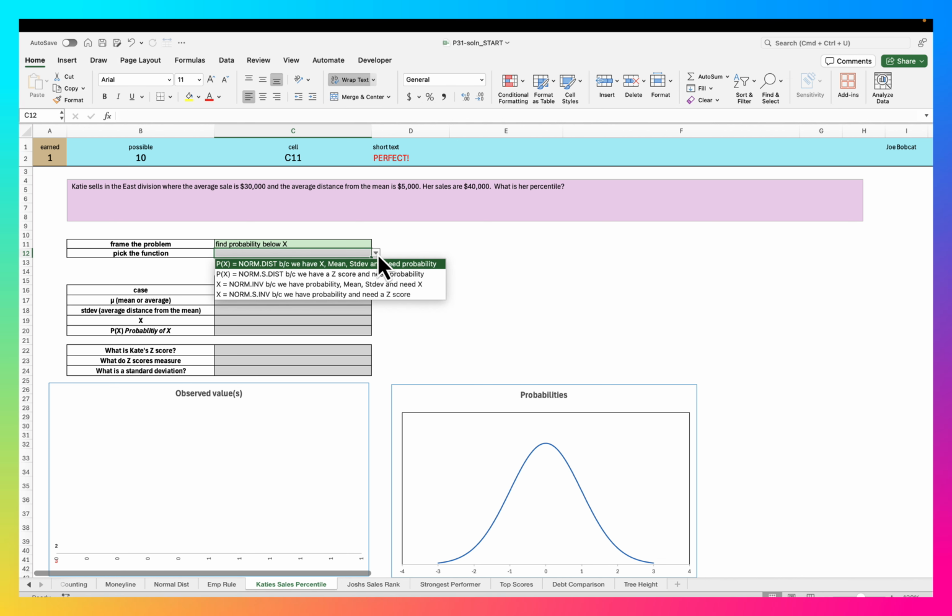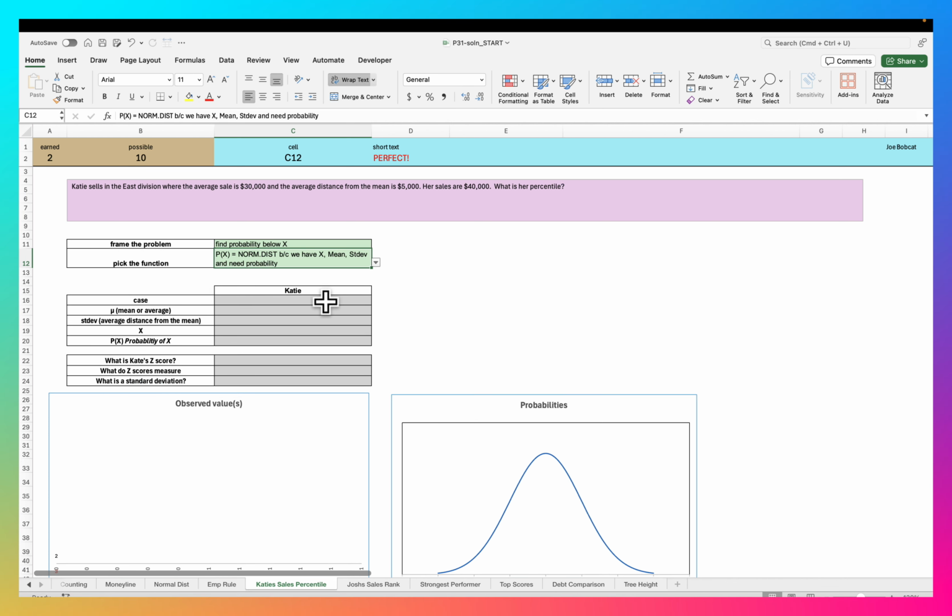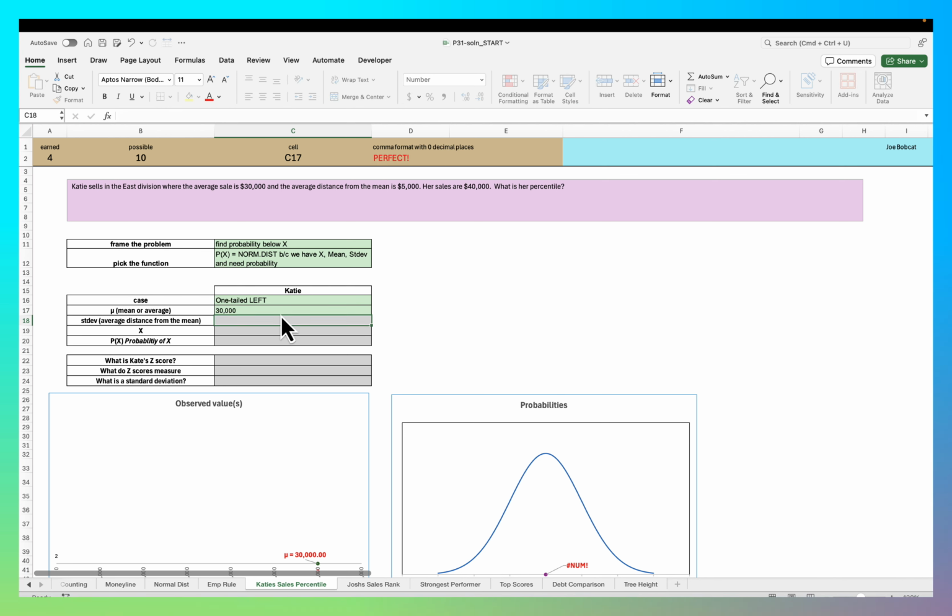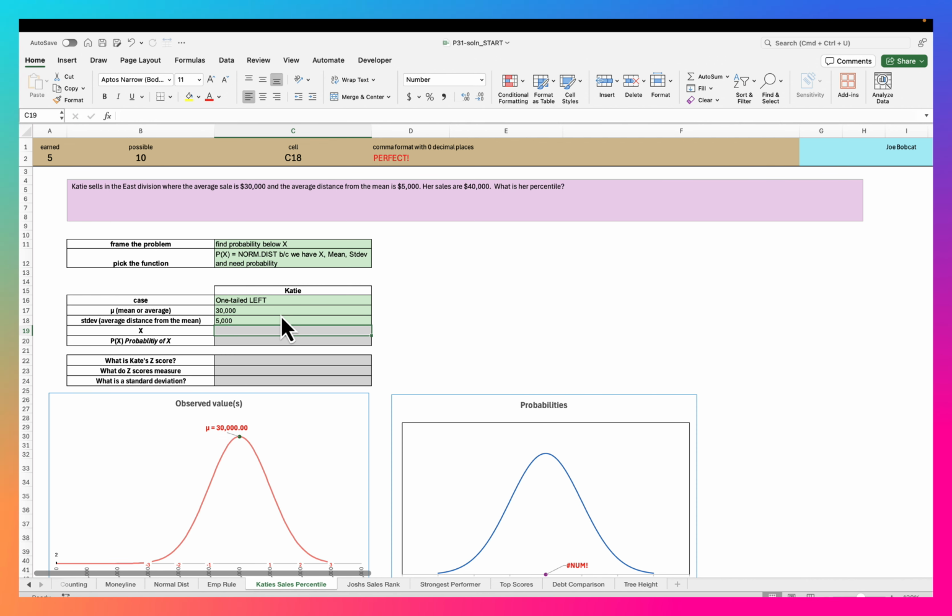Pick the function. The function we're going to use is norm.dist because norm.dist gives us probability. We have all this information. We have x, mean and the standard deviation, but we need probability. The case is one-tailed to the left, and this is going to become very obvious as the problem develops. You'll see what I mean. And the mean or average is 30,000, and the standard deviation is 5,000, and her sales were 40,000. And so the question is, what's the probability of her sales?